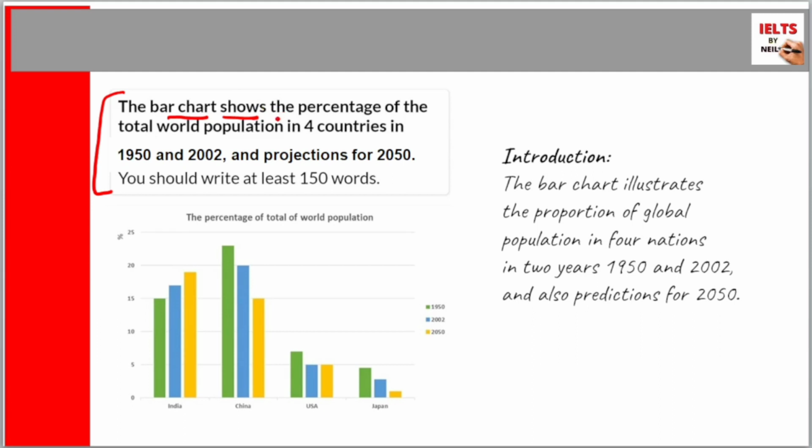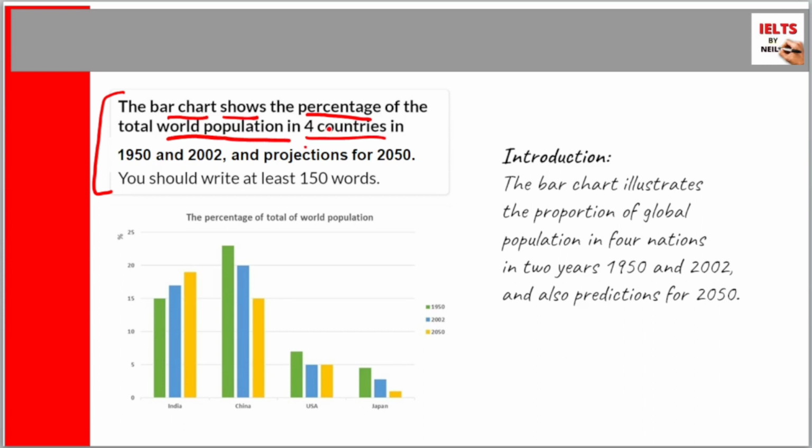The percentage, can we find a synonym of percentage? Yes, you can say proportion. Of the total world population. Total, probably no synonym. And world population, can we find a synonym? Yes, we can say global population. In 4 countries. Any synonym for countries?